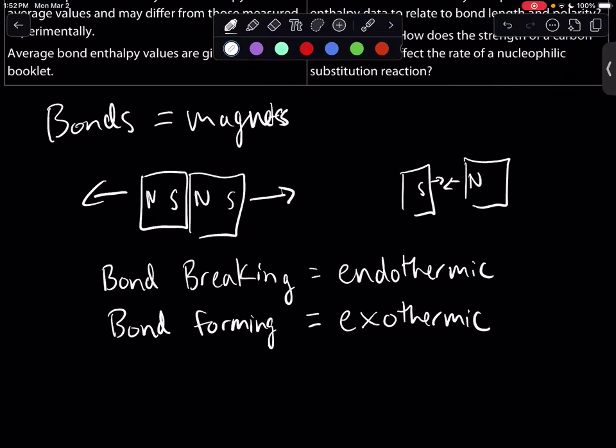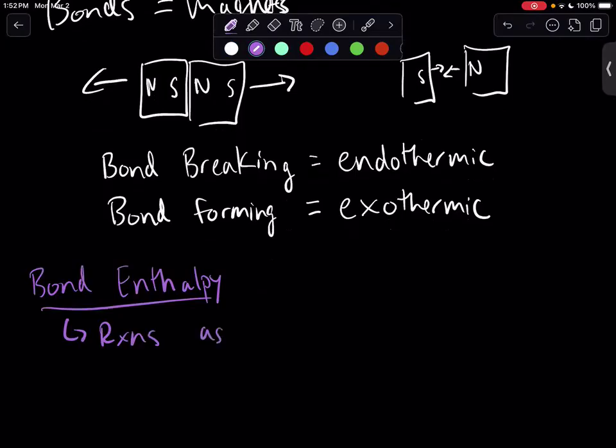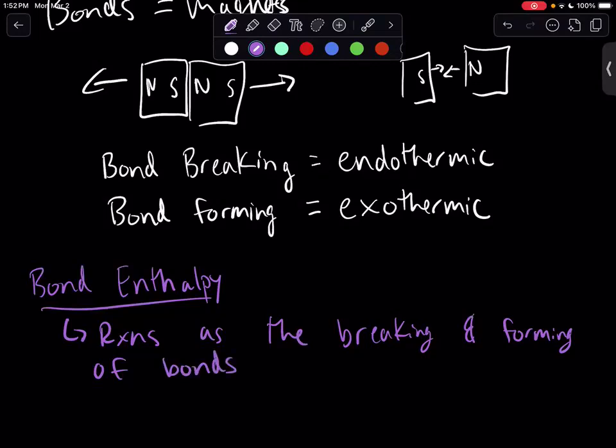So we can see the release or absorption of energy based on what's happening to the bonds. We call this field of the energy of the bonds bond enthalpy. Basically, we look at all reactions as the breaking and forming of bonds, because that's all they are.